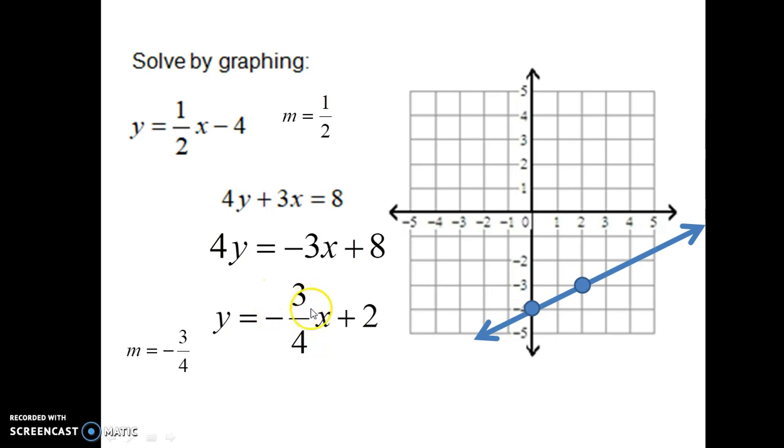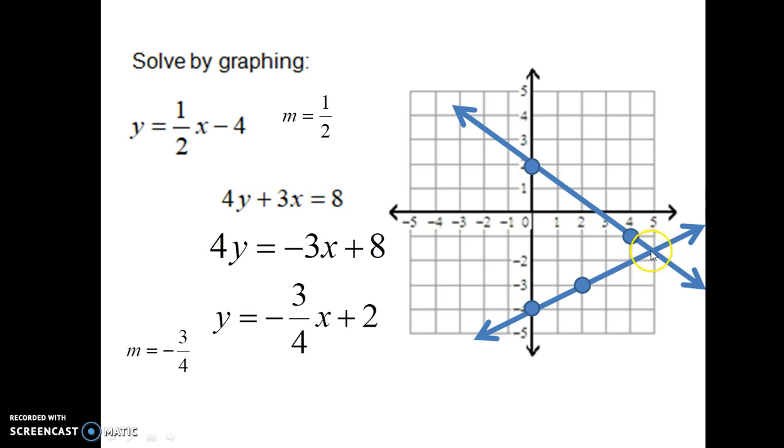This is your slope, -3 over 4. This is your y-intercept of 2, so I'm going to go to 2. Slope is -3 over 4. 1, 2, 3, and then over 4. 1, 2, 3, 4 right here. Connect those, and then those two lines intersect.